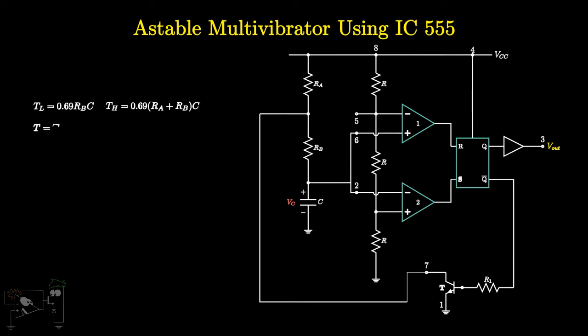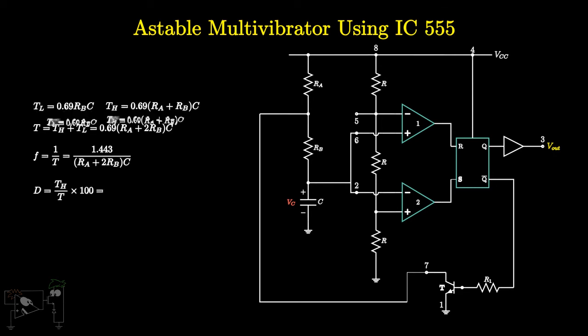The total time period is TH plus TL, which is 0.69 into (RA plus 2 RB) into C. That means that 1/T, which is 1.443 by (RA plus 2 RB) into C, is the frequency. The duty cycle can be calculated as TH/T into 100. For this circuit, the duty cycle will always be greater than 50%. Usually we want to achieve a duty cycle of 50%.